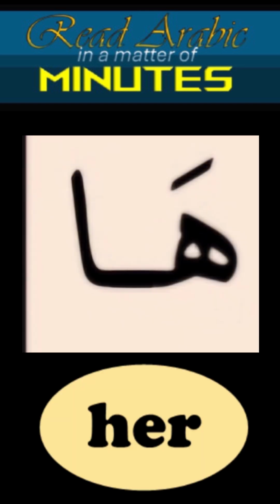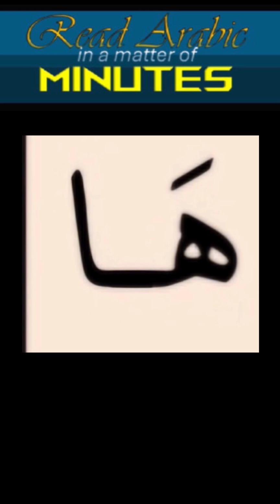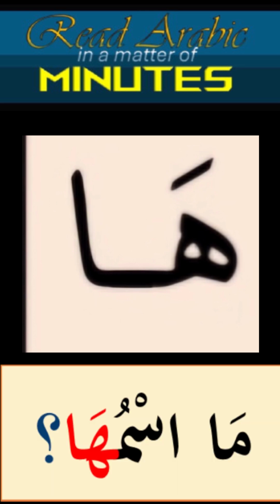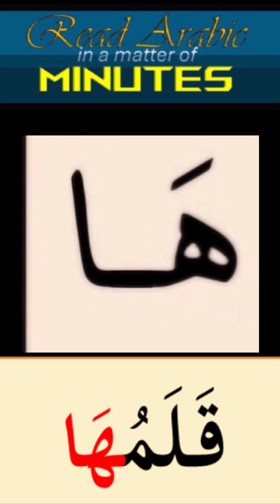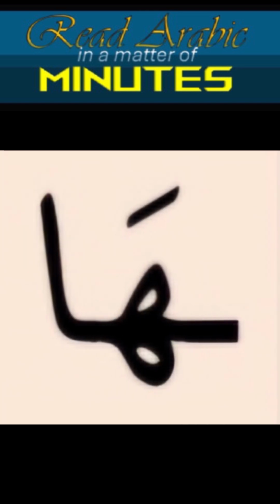So if we find Ha like this, it means her, like we can say Masmuha, what is her name? Or we can say qalamuha, her pen, etc. And in these cases it will be written either like this or like this, depending on whether the last letter of the previous word can be connected. So that is the Ha.